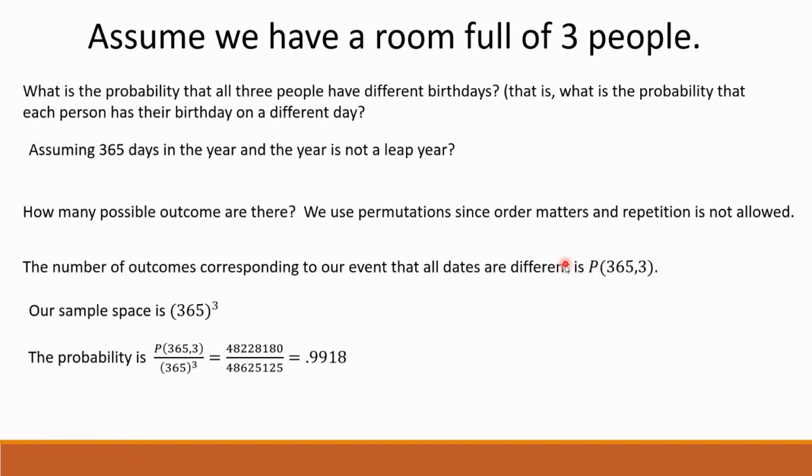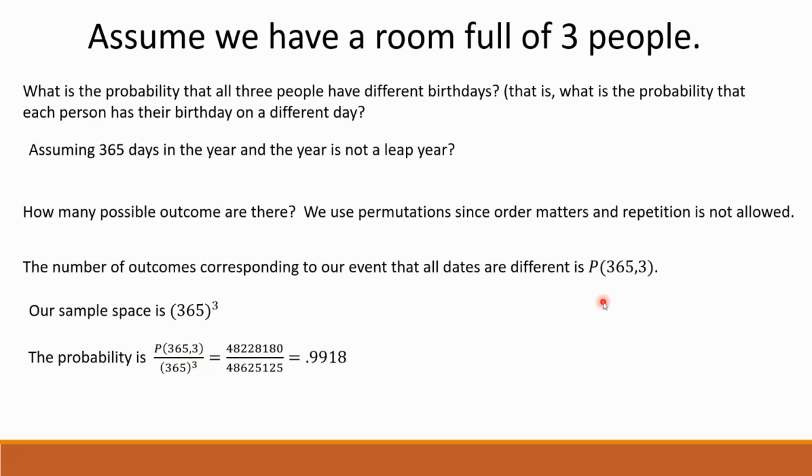That's the number of favorable outcomes, as you can see. And now the experiment is asking each person their birthday. So the total number of possible outcomes, that is the size of our sample space, is 365 cubed. So the probability then that their birthdays are all different, the probability would be this.